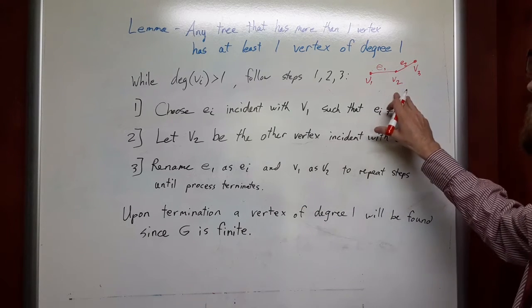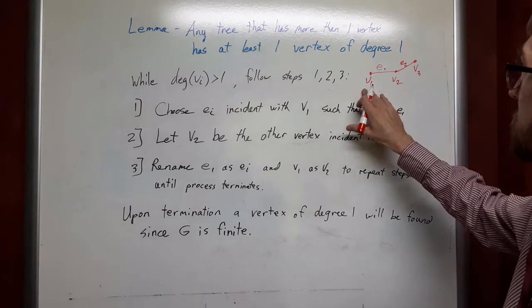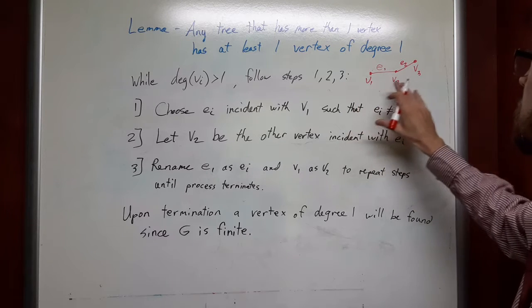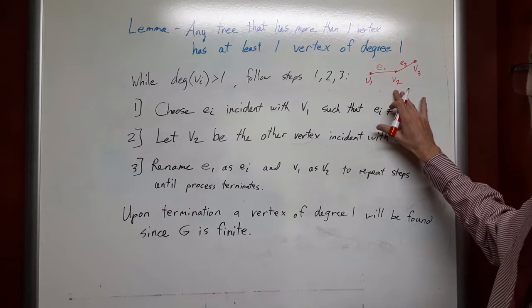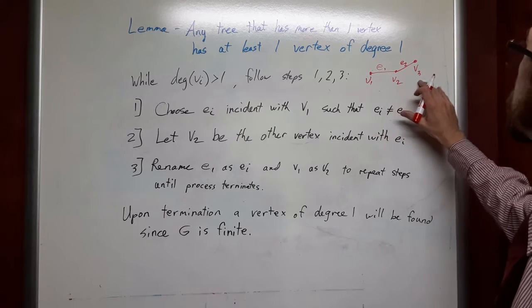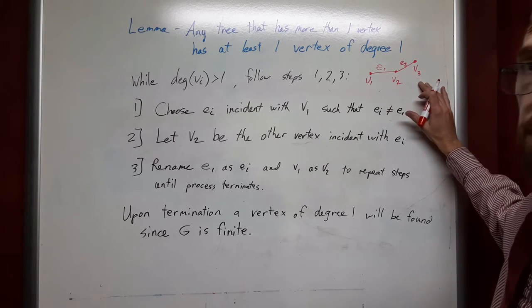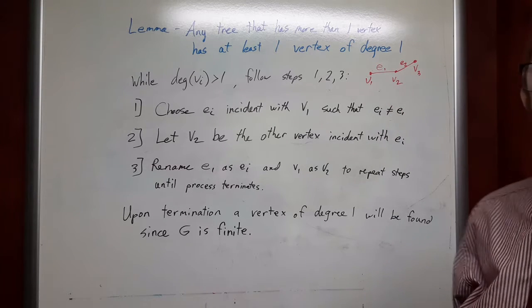So we actually again have 2 of those. V sub 1 is degree 1. V sub 2 is degree 2, so that's not what we're looking for. V sub 3 is degree 1 also. And so we found 2 again.